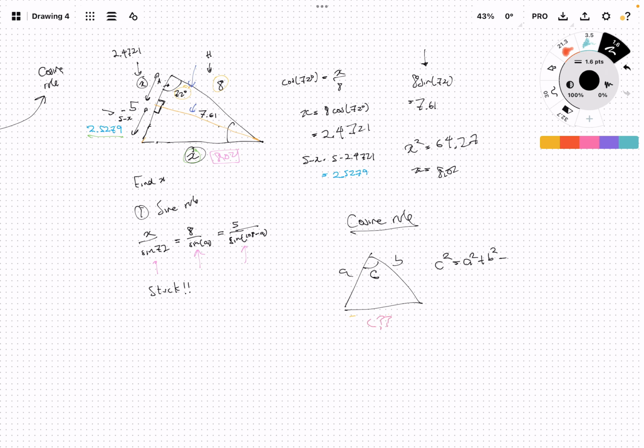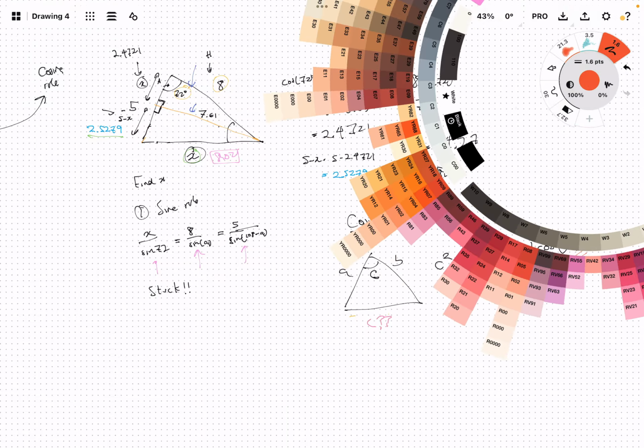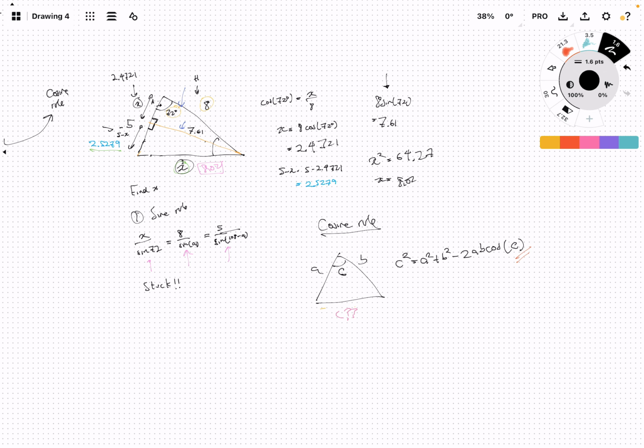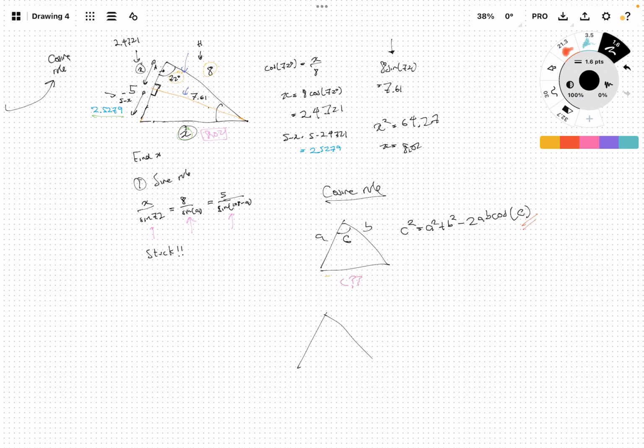c squared equals a squared plus b squared. Ooh, whoa, that looks very much like Pythag. And it is indeed a generalization of Pythag. This is the general Pythag formula that works for all triangles, because Pythag only works for right triangles. And now with this formula, this question becomes super easy. What do we have? 5, 8, 72. That means a is 5, b is 8, and C is 72, the big C.